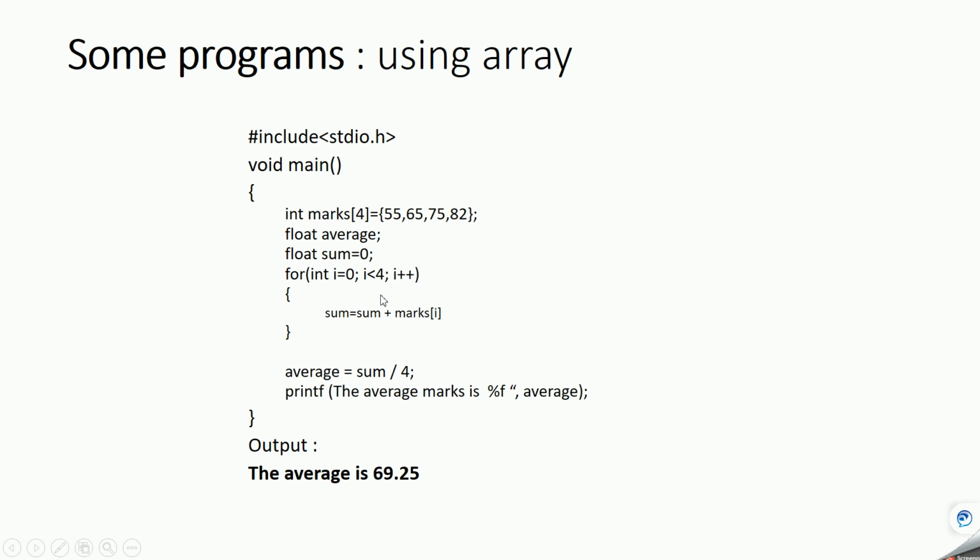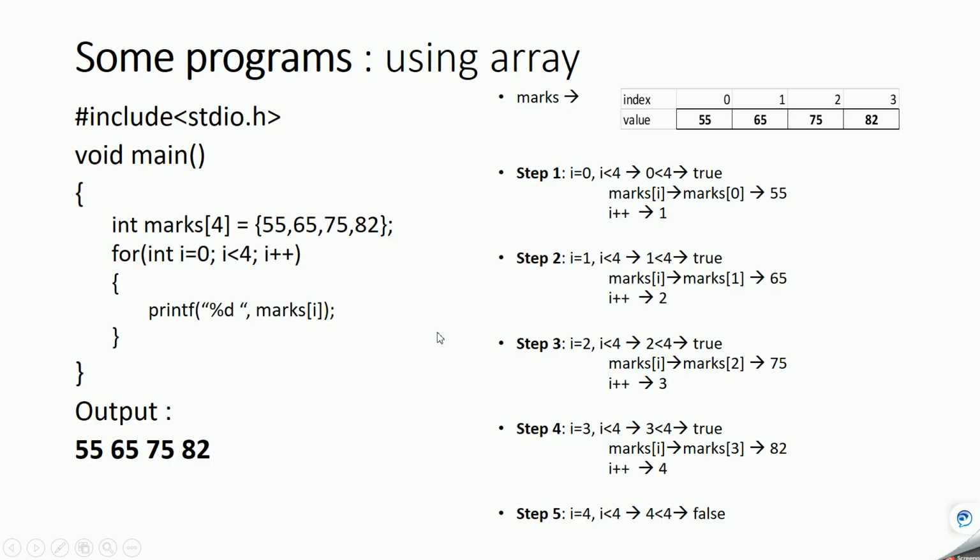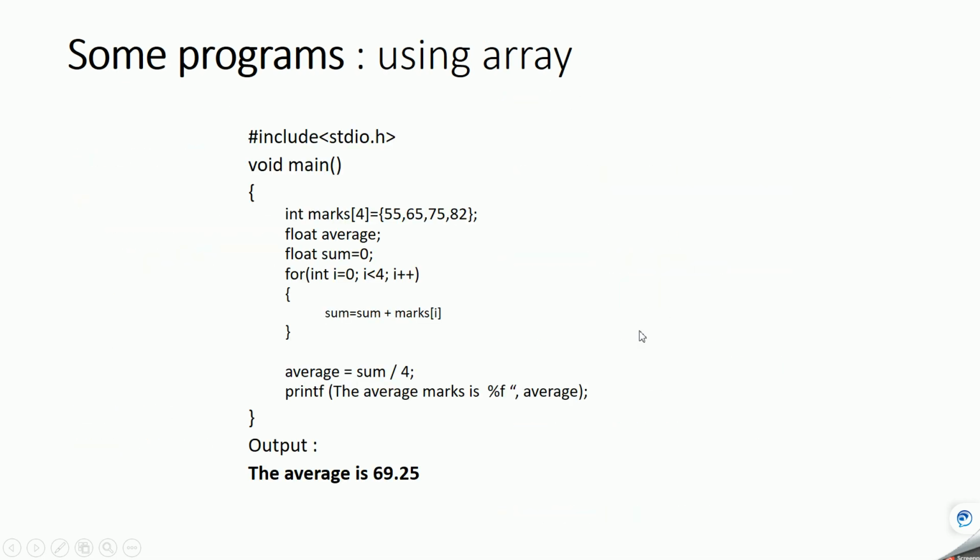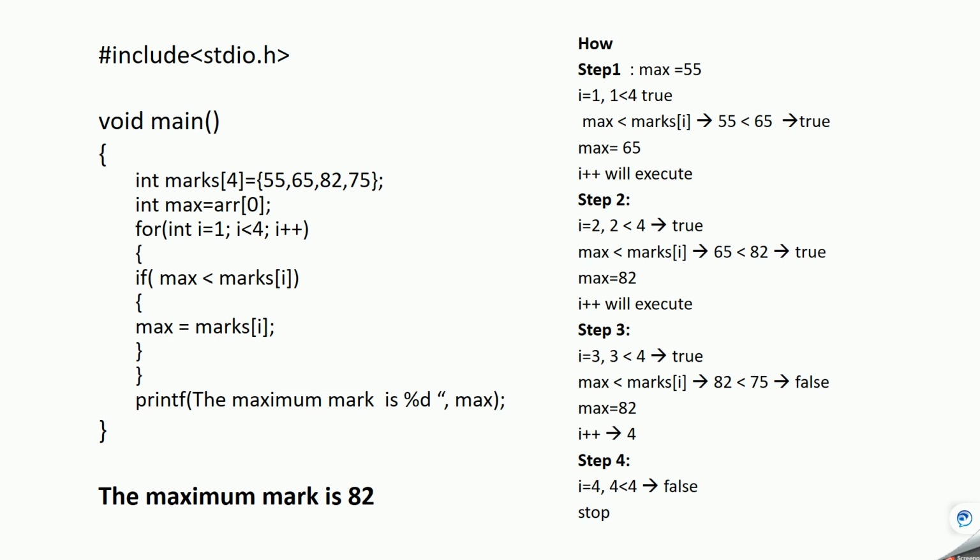So you can trace what will happen at first. It will be marks of 0, that is 55. Initially the sum is 0, so 0 plus 55 will happen. Then again when it comes, the sum is 55, then 55 plus 65, like that. So you can trace the program like this. And let's see another C program using array and for loop.